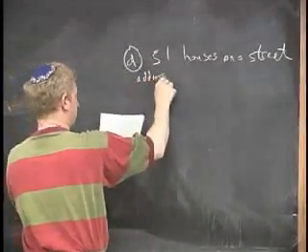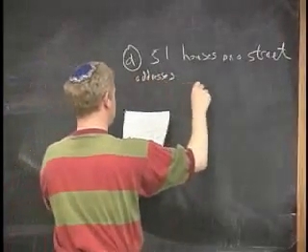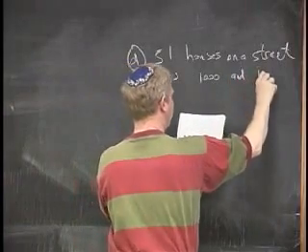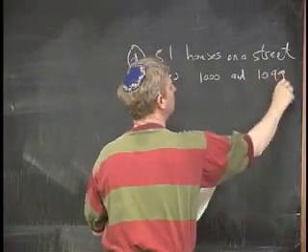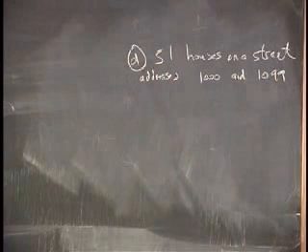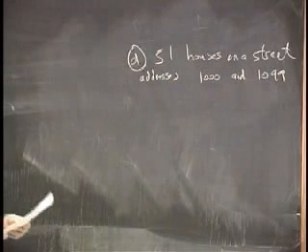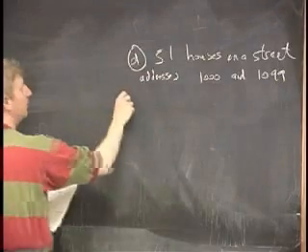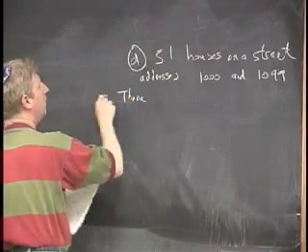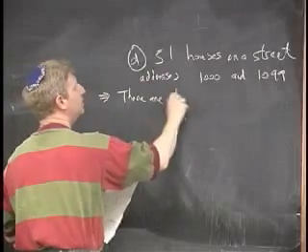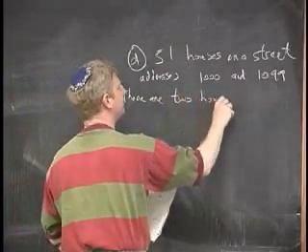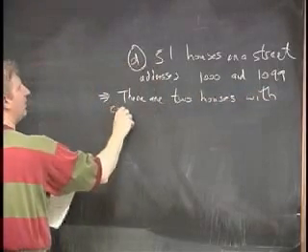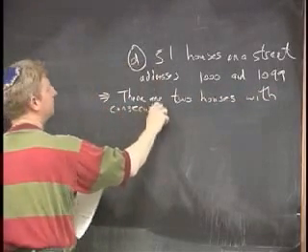Their addresses are between 1,000 inclusive and 1,099. Okay, so every address on the street is something 1,000, 1,001, up through and including 1,099. There are 51 houses on the street. Prove there are at least 2 houses with consecutive addresses.